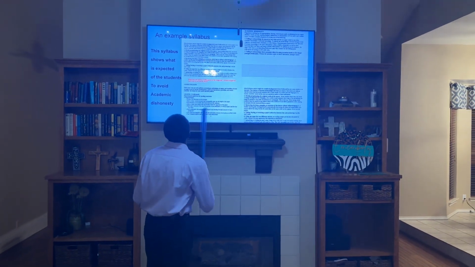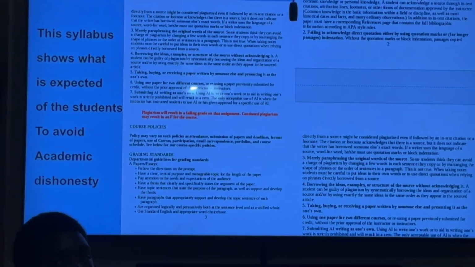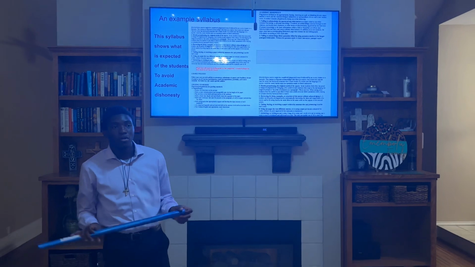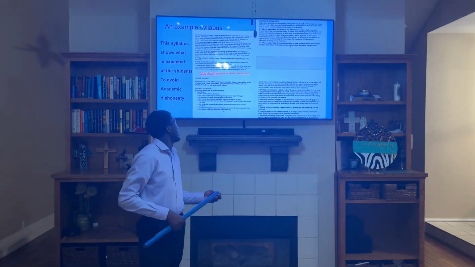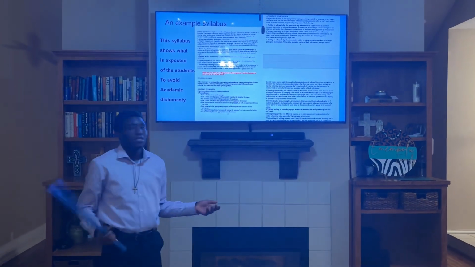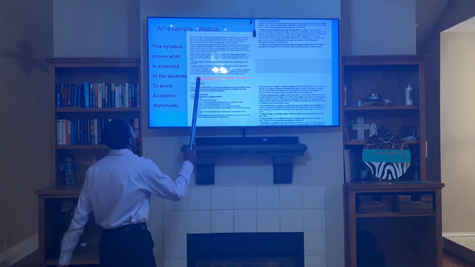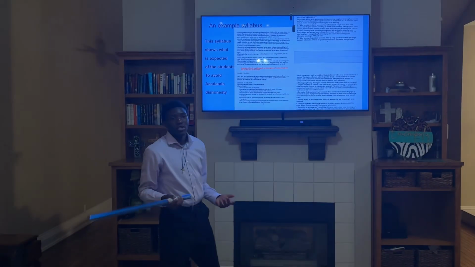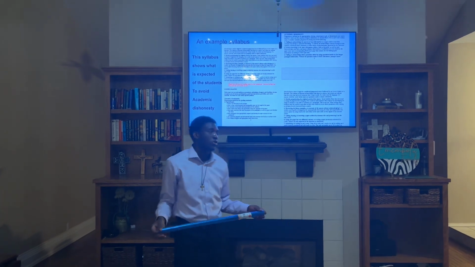Number 3, paraphrasing the original words. Even though you're paraphrasing the original words, it's still the original words of the first person that wrote about it. And if you're not giving them credit, it's also plagiarism. Number 4, borrowing ideas, examples, or structures without acknowledging it, just plagiarism. You're not citing the other person's source.